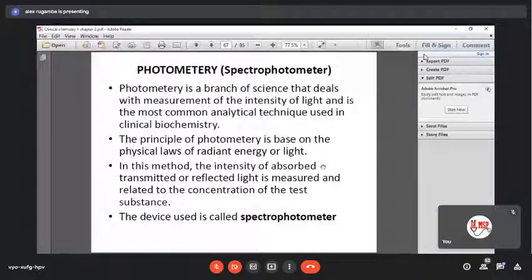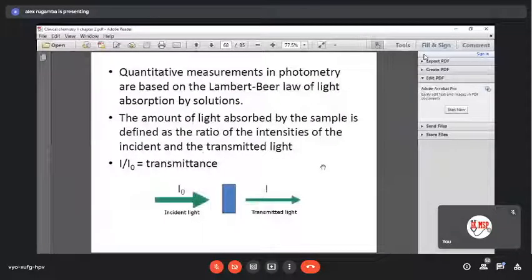For example, see here, the blue one is our sample, and the green one is the light. So we put our sample here and we apply light. It means not all the light will be transmitted, because if this sample is concentrated, some light will stay here and another part will be transmitted. So we will measure the transmitted light. This transmitted light may relate to the concentration here, or it may not. So we have many formulas that we may apply.